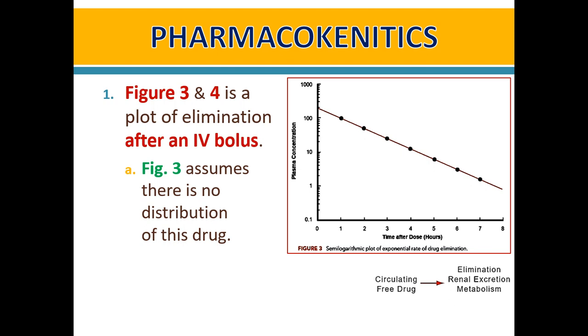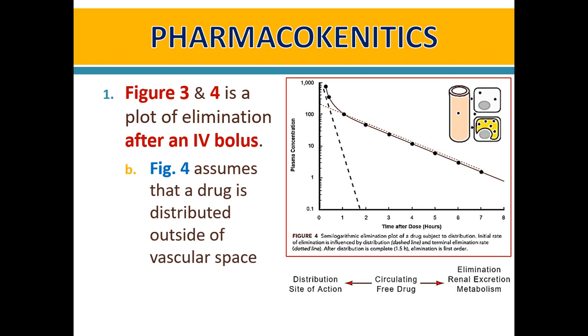So as you can see in this figure number 3, it's a plot of elimination after an intravenous administration of the drug. Figure 3 assumes that there is no distribution of this drug and that it is only confined in the circulation, which means that the rate of elimination is linear through renal filtration.